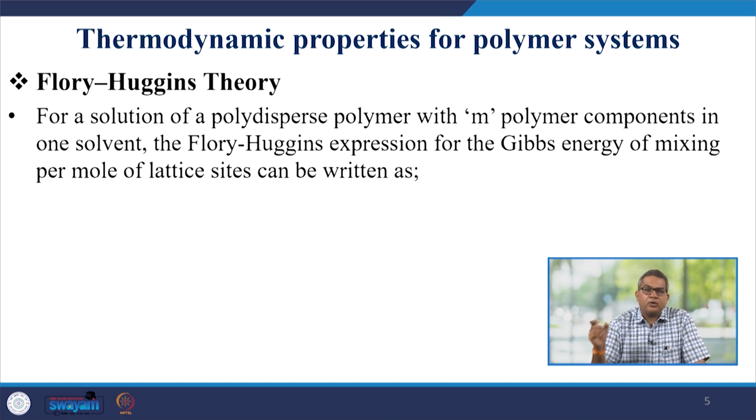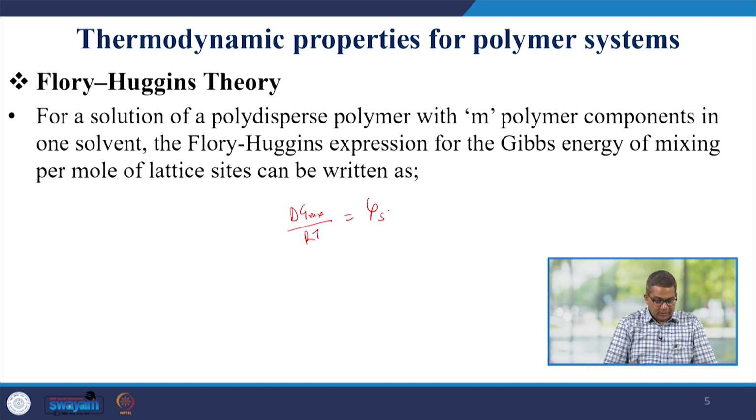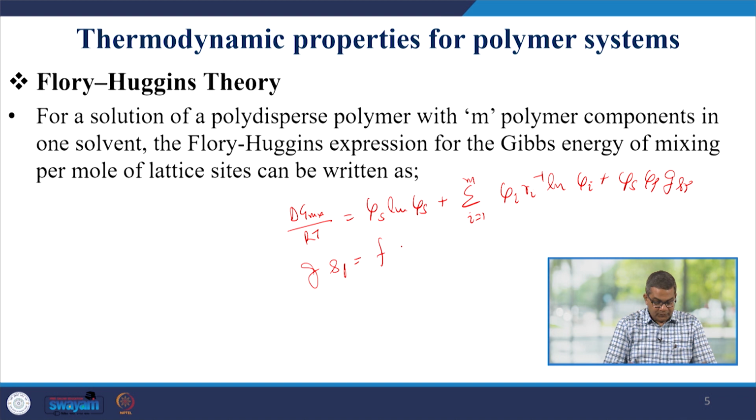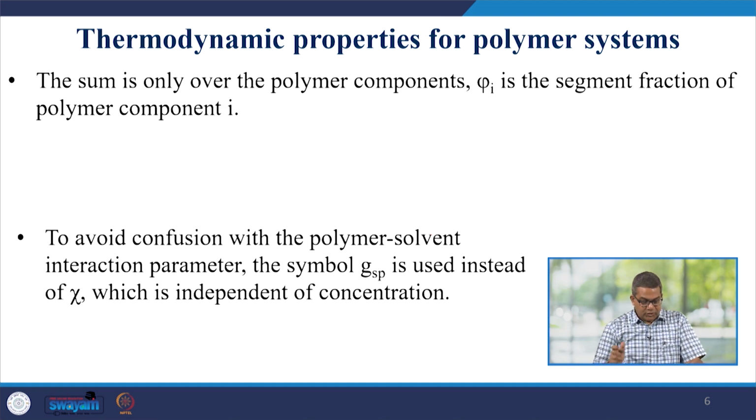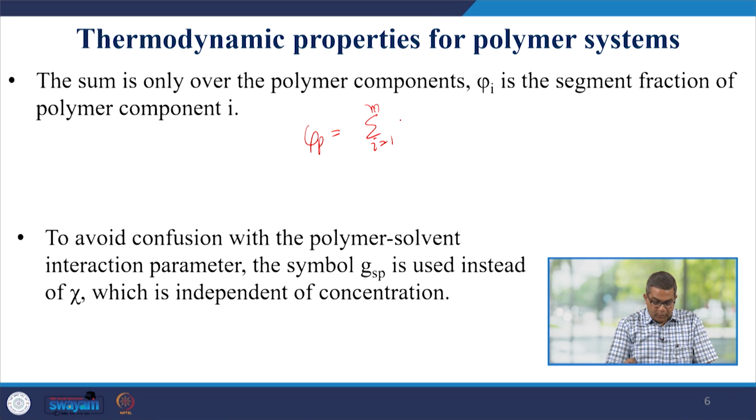For a solution of a polydispersed polymer with M polymer components in one solvent, the Flory-Huggins expression for the Gibbs energy of mixing per mole of lattice sites can be written as delta G for mixing over RT is equal to psi S ln psi S plus the summation over I of psi I Ri inverse ln psi I plus psi S psi P G SP, where G SP is a function of temperature and psi P. The sum is only over the polymer components. Psi I is the segment fraction of polymer component I, and psi P is the summation from I equal to 1 to M of psi I, which is equal to 1 minus psi S.